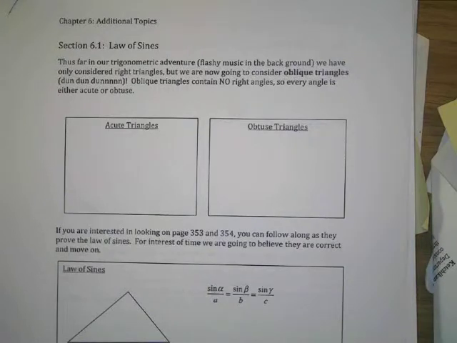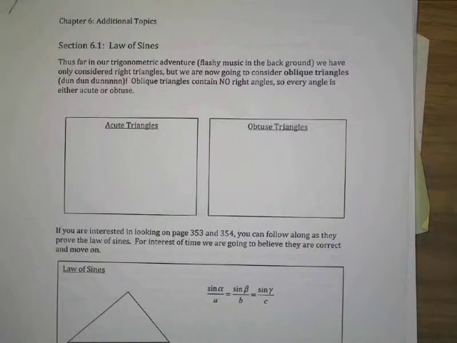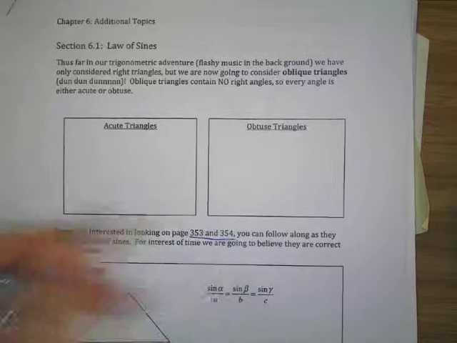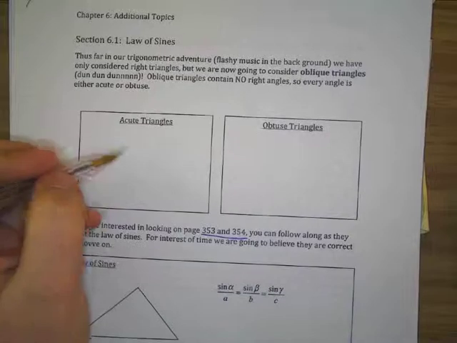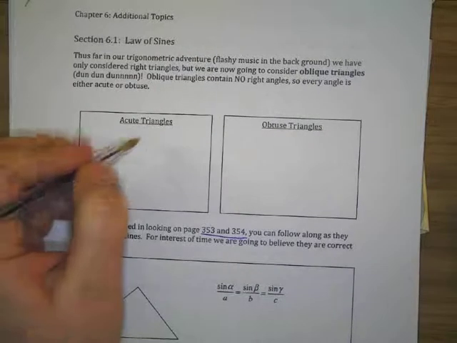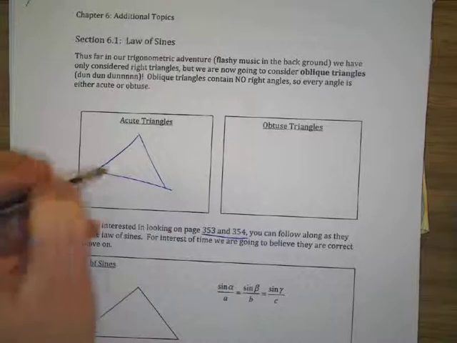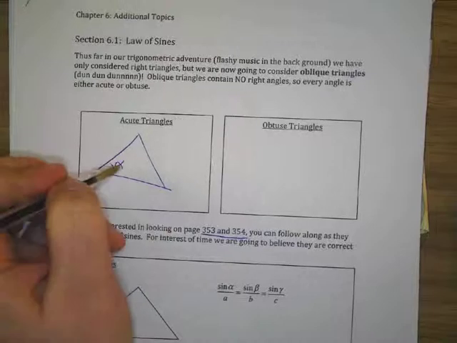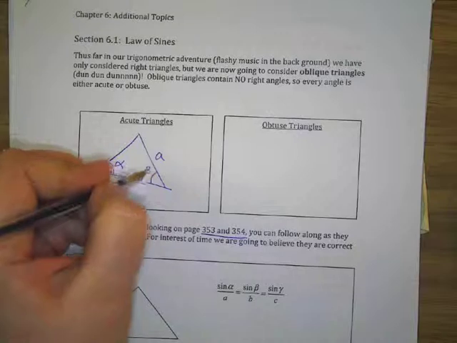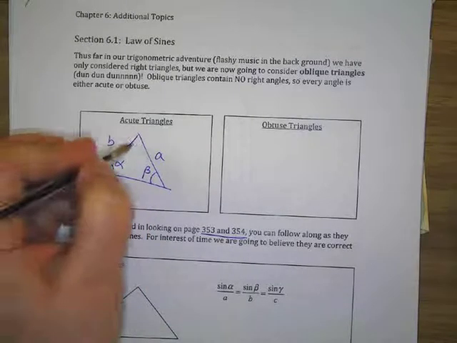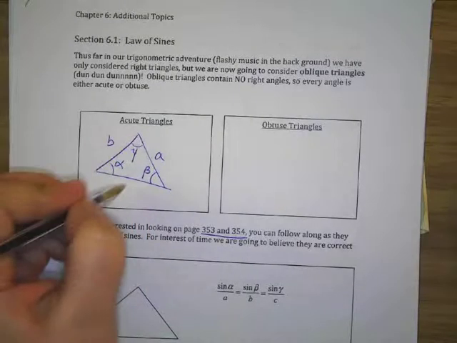If you're wondering where these things came from, you can look on these two pages, and they develop the law of sines there, but I'm not going to take that time right now. Acute triangles are triangles where all the angles are acute. We label the angles alpha, and the side A is always across from alpha. We have another angle beta, across from beta is B. And the third angle we call gamma, and across from that is C.